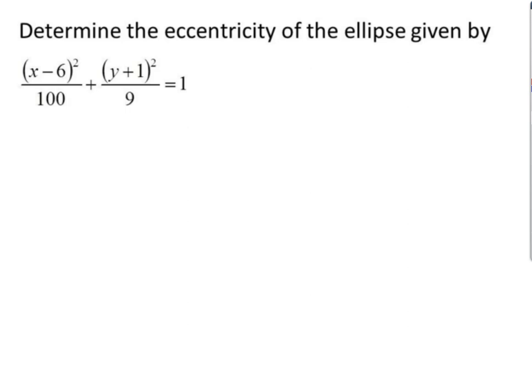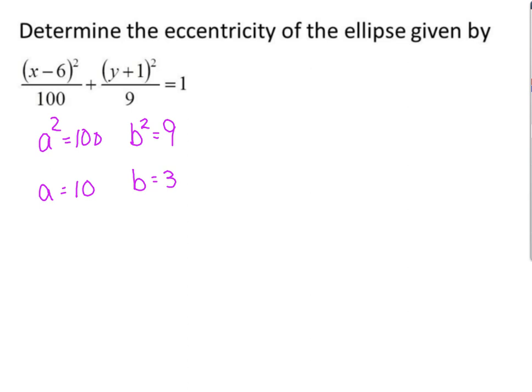So we need to determine the eccentricity. The first thing we need to do is identify our a and our b. Right now, our a squared is equal to 100. Our b squared is equal to 9. When we get a by itself, a is going to equal 10, and b is going to equal 3.